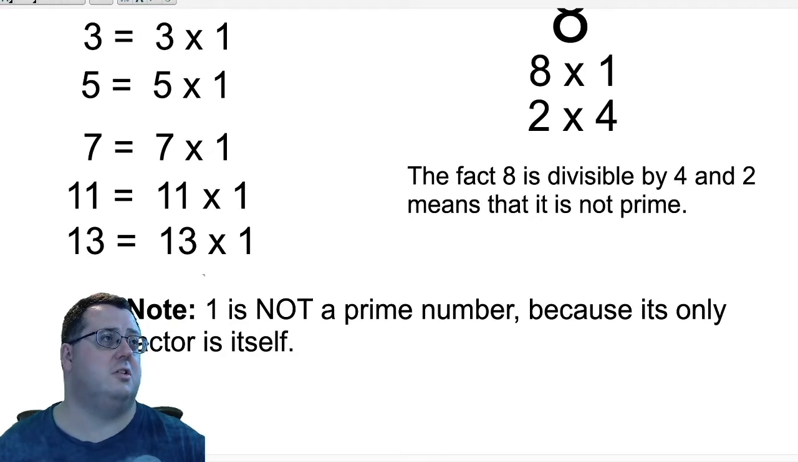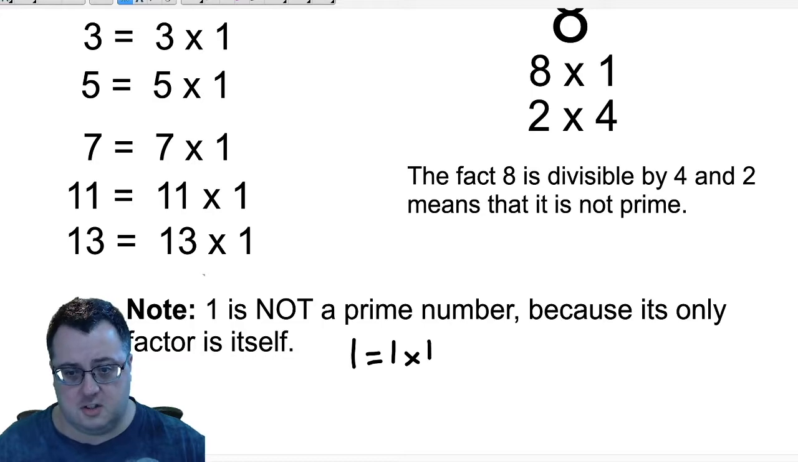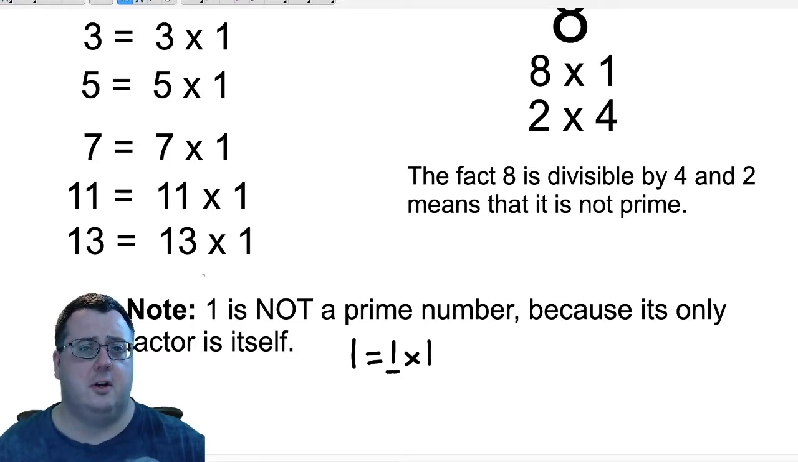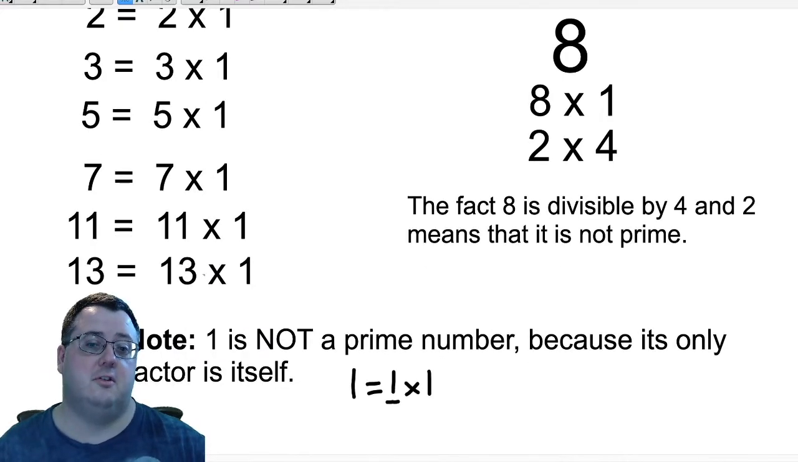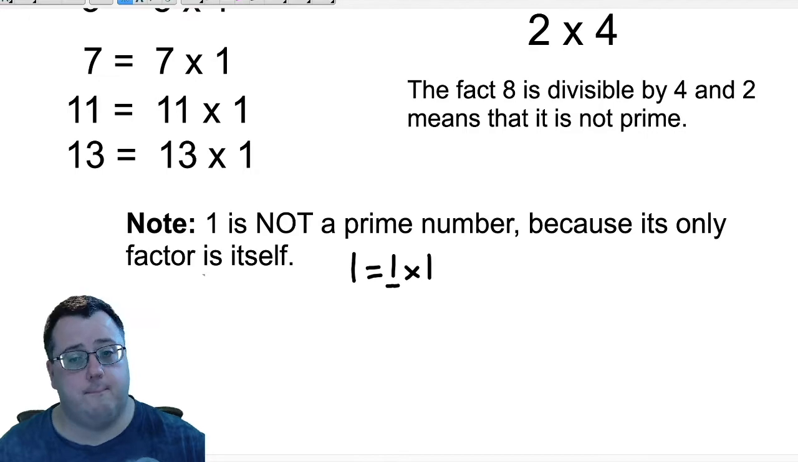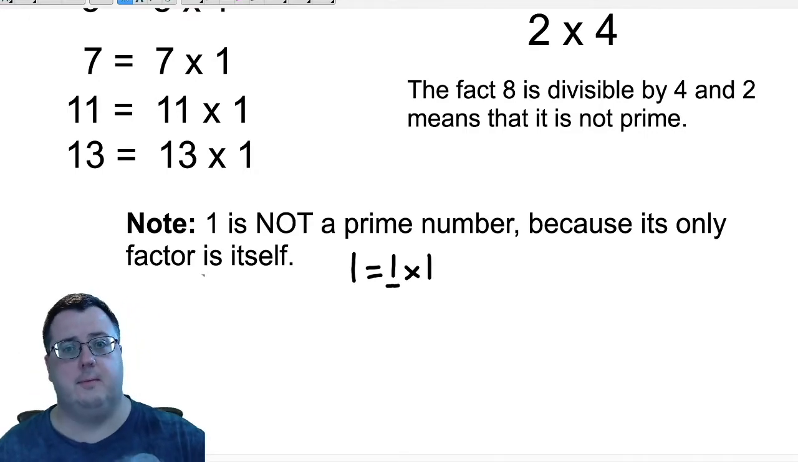Note, 1 is not a prime number because its only factor is itself. To spell that out, 1 equals 1 times 1. So because the only factor is 1, it can't be prime. It's got to be divisible by itself and 1. So 1 is not a prime number. It's a square number, but not a prime number.